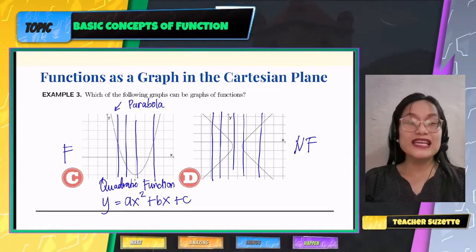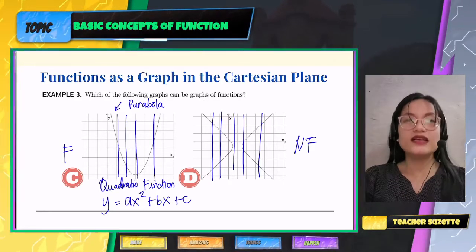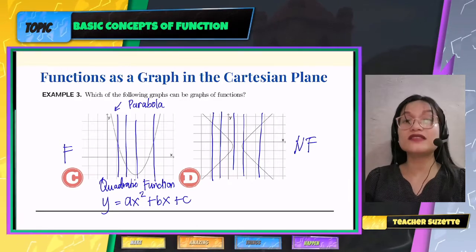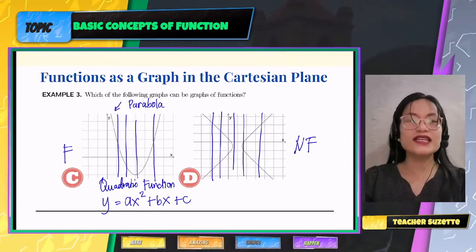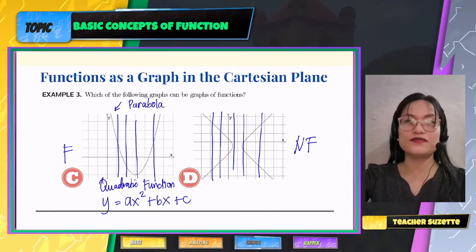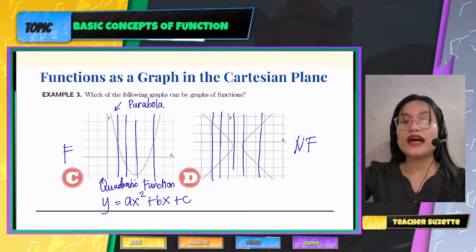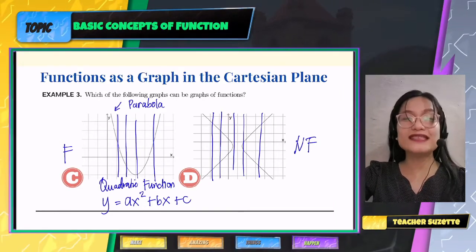So, napakadali lang pong mag-examine or magtingin sa graph kung alin po ba dito ang function. We will just use vertical line test. So, that's it po for this video. Next, we're going to discuss naman po how to assess equations if the given equation is a function.